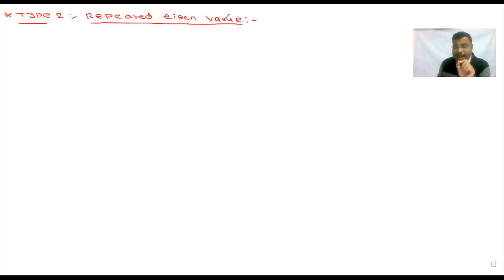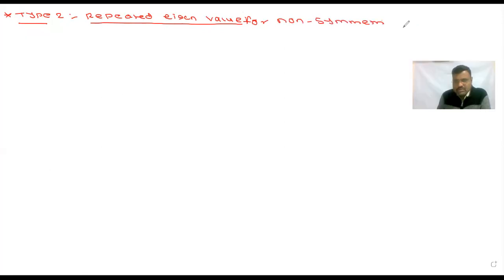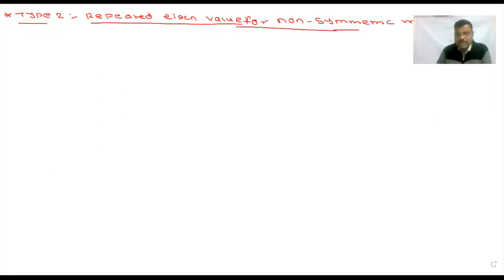Find eigenvalues, repeated eigenvalues, for a non-symmetric matrix.